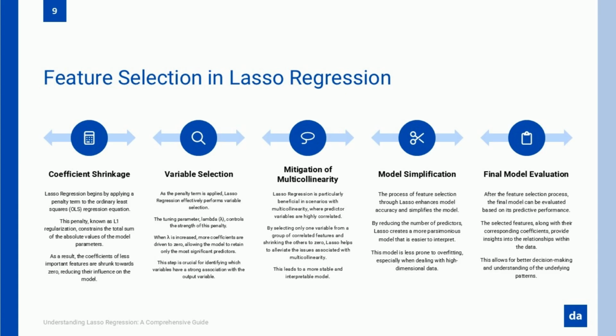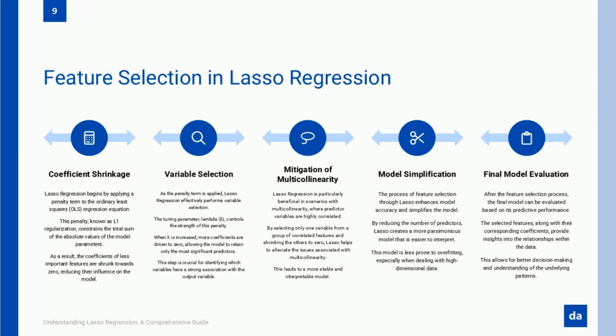Now let's step back and ask the big question, why does this all matter? In real-world applications, feature selection is the difference between a model that just fits the data and a model that gives deep, meaningful insights. A financial analyst doesn't just want to predict stock prices, they want to know which factors truly drive those prices. A medical researcher doesn't just want to classify diseases, they want to know which genetic markers are most important for early detection. That's what Lasso gives us.